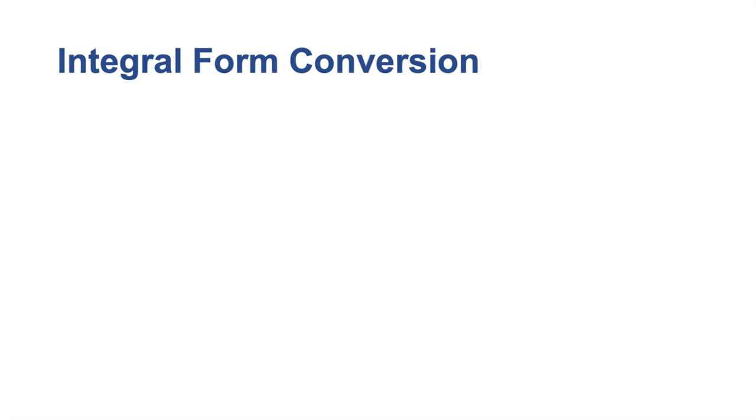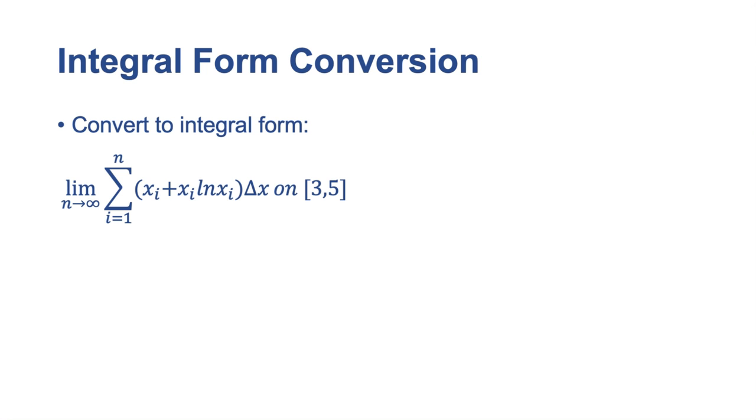All right, so we talked about that notation a couple slides ago. So now we're going to talk about converting between summation form to integral form. So we are going to convert the limit as n approaches infinity of the sum from i equals 1 to n of x sub i plus x sub i times the natural log of x sub i times delta x on the interval between 3 and 5.